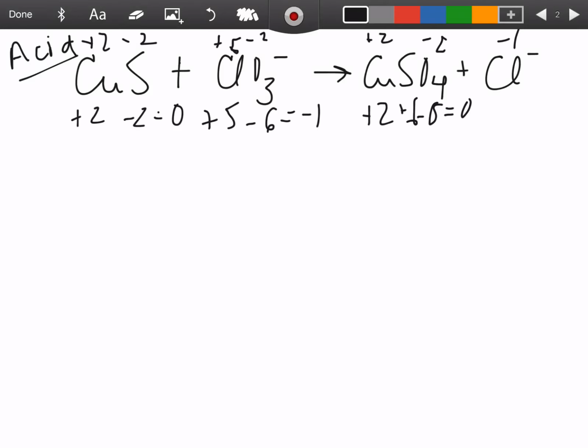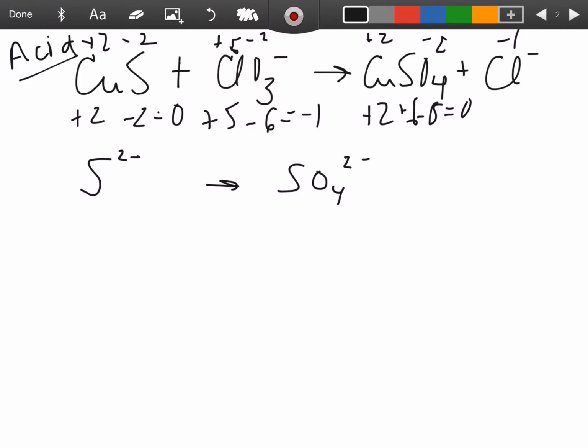Alright, so now we can write our two half reactions. And really the copper, we could think of as being a spectator ion here if we wanted to. We can leave it in, we can take it out, it really doesn't matter. So let me just take it out, and we'll start with one half reaction being S with a -2 charge going to SO4 with a 2- charge, right?